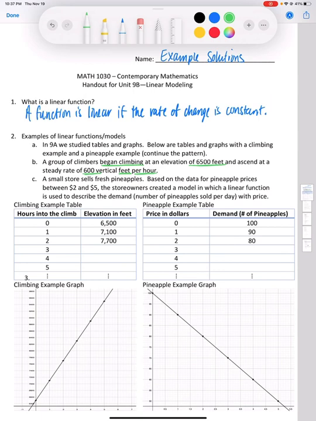9C is the next example. A small store sells fresh pineapples. Based on the data for pineapple prices, which range from $2 to $5, the store owners created a model in which a linear function is used to describe the demand, or the number of pineapples sold per day, with the price. So we think about the number of pineapples sold per day, and the price being $2 to $5.